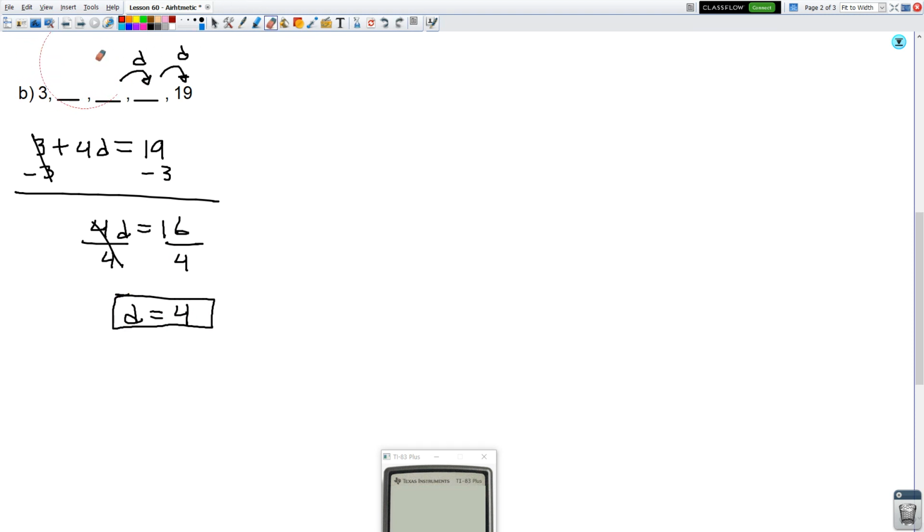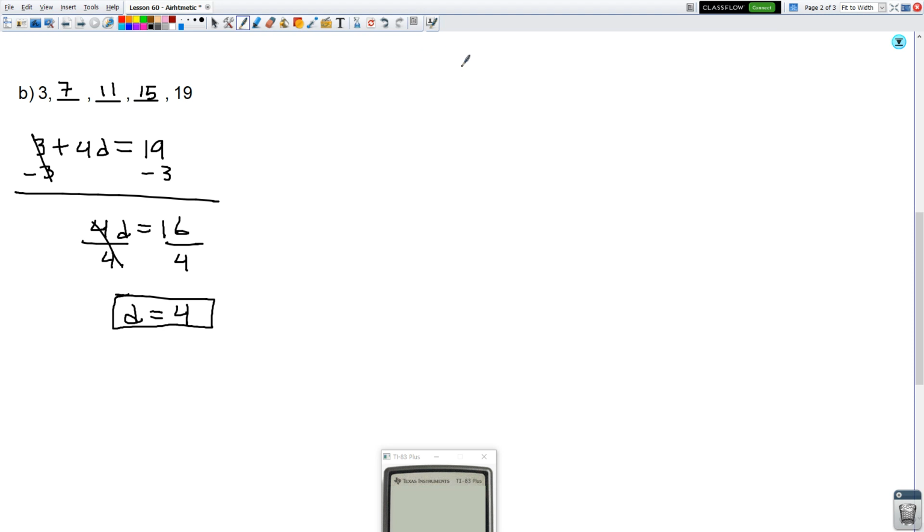Let's double check that this actually makes sense. 3 plus 4, so that's 7. 7 plus 4, so that's 11. 11 plus 4, this gives us 15. And 15 plus 4, that's 19. So notice that the sequence checks now. We know what the sequence is. Now we can actually answer the question.